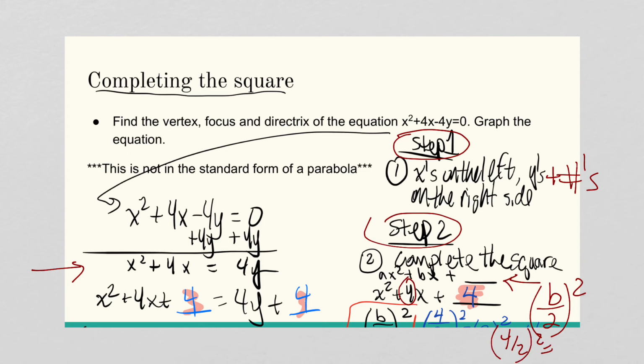So 2 squared is 4. So the number that I'm putting on both sides there, as you can see highlighted in blue, is 4. I need to balance the equation, so I'm doing it on both sides. So it should say x squared plus 4x plus 4 equals 4y plus 4. So we just finished step 2.